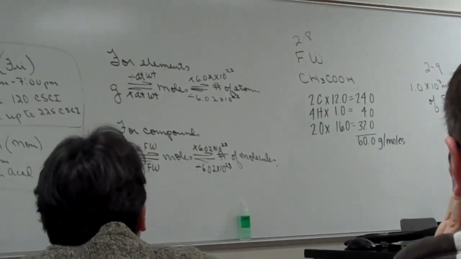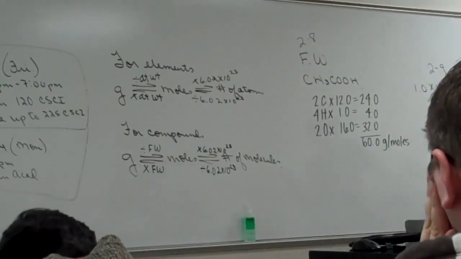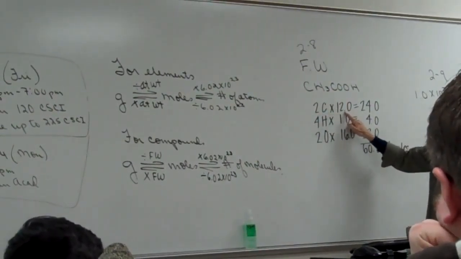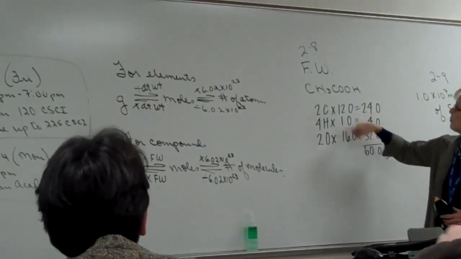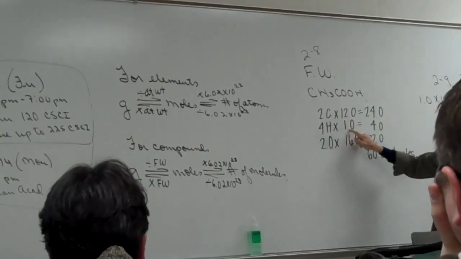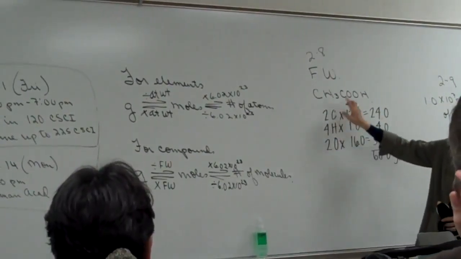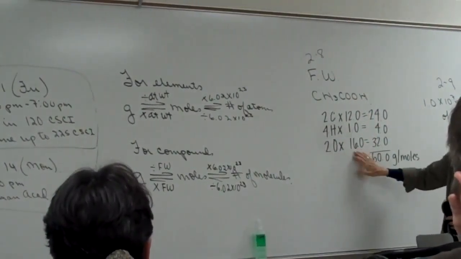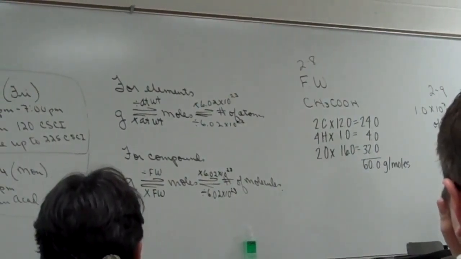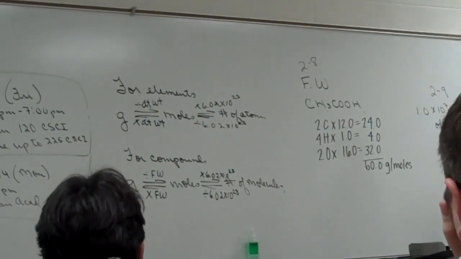Okay, thank you. Now, let's see, did she do it right? She says she has 2 carbons at 12 each for 24. She has a total of 4 hydrogens at 1 each, so she has 4. And she has 2 oxygens at 16 each is 32. And she gets a grand total of 60.0 grams per mole.